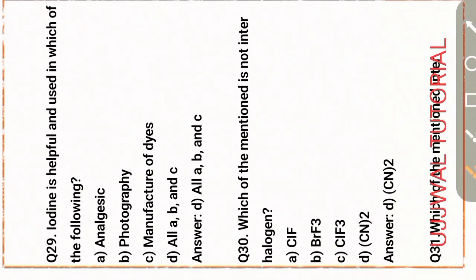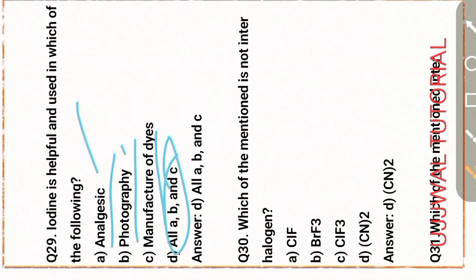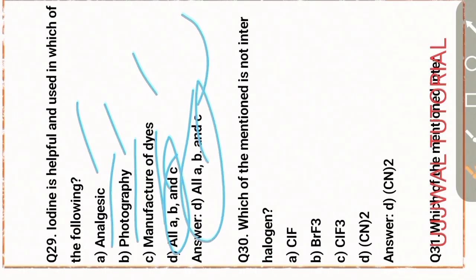Iodine is helpful and used in which of the following? Option A, analgesic. Option B, photography. Option C, manufacture of dyes. Option D is the right answer, as A, B, C are all right for this part. So option D is the right answer.